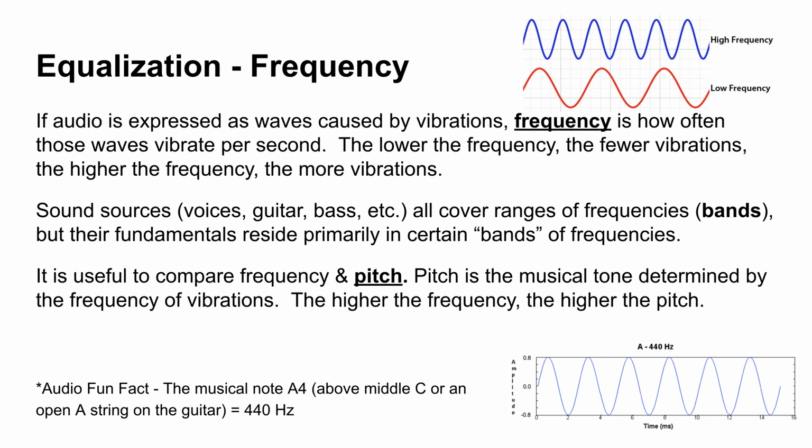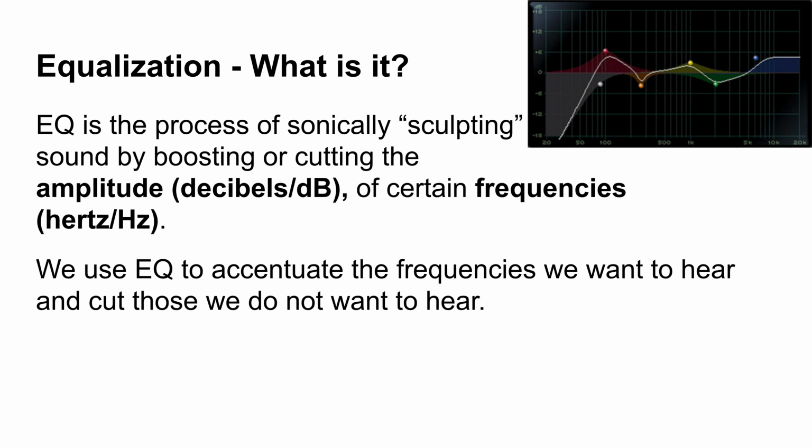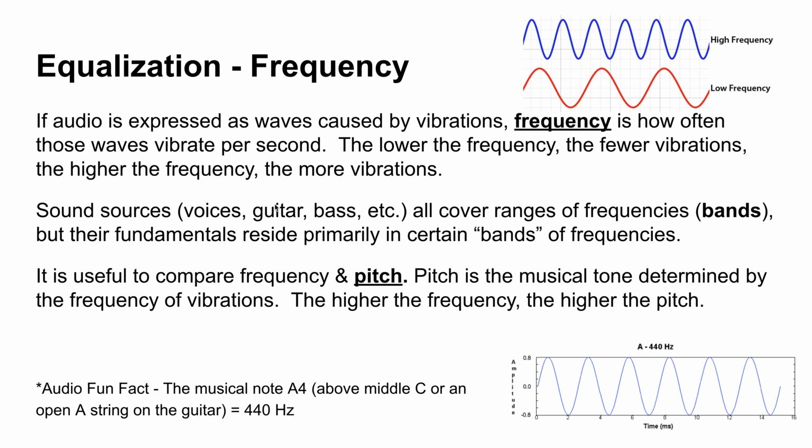Two main parameters of EQ, again, amplitude, which is measured in decibels, and frequency, which is measured in hertz. Frequency is really about the number of vibrations created by a sound per second. Remember that audio is expressed in waves. So the lower the frequency, the fewer the vibrations of those waves per second, the higher, the more.